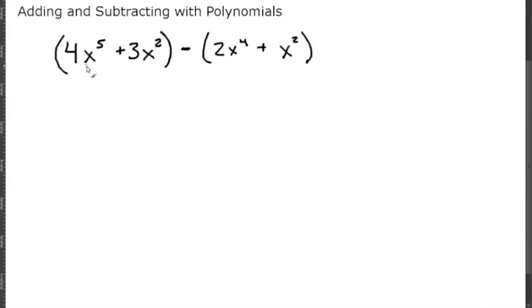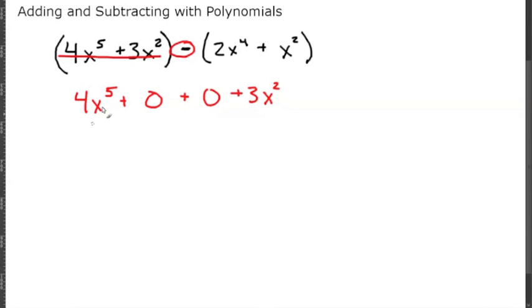So in this example, we have 4x to the 5th plus 3x squared minus a 2x to the 4th plus x squared. So lining those up, I'll just rewrite this. So 4x to the 5th plus, we don't have an x to the 4th, and we don't have an x to the 3rd, but we have a 3x squared, and we can stop right there. And that takes care of this first term.